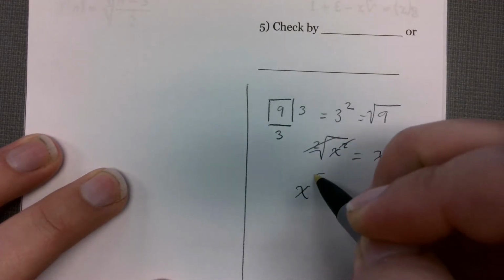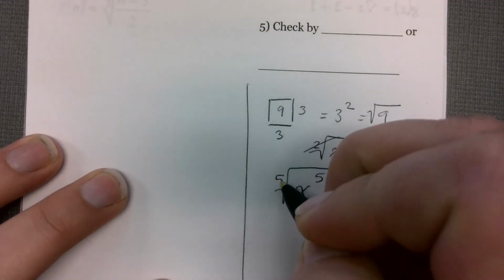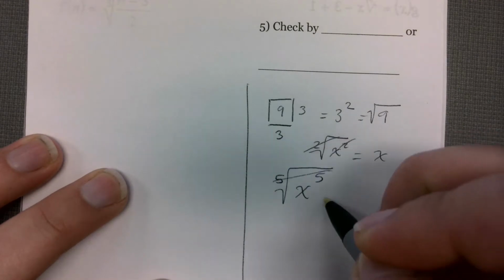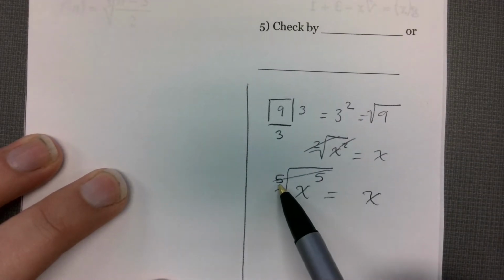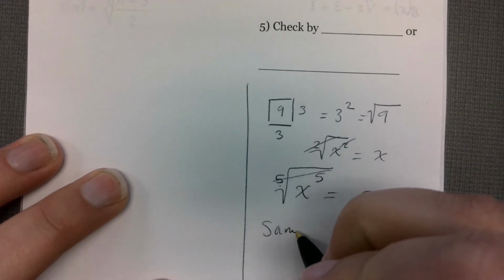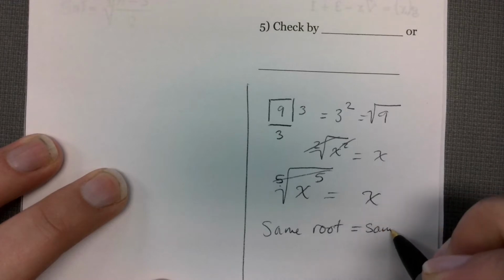So if I have x to the 5th power, what root do I want? We want a 5 right there, and those will cancel out. So whatever the power is, that's the root. Same root, same power.